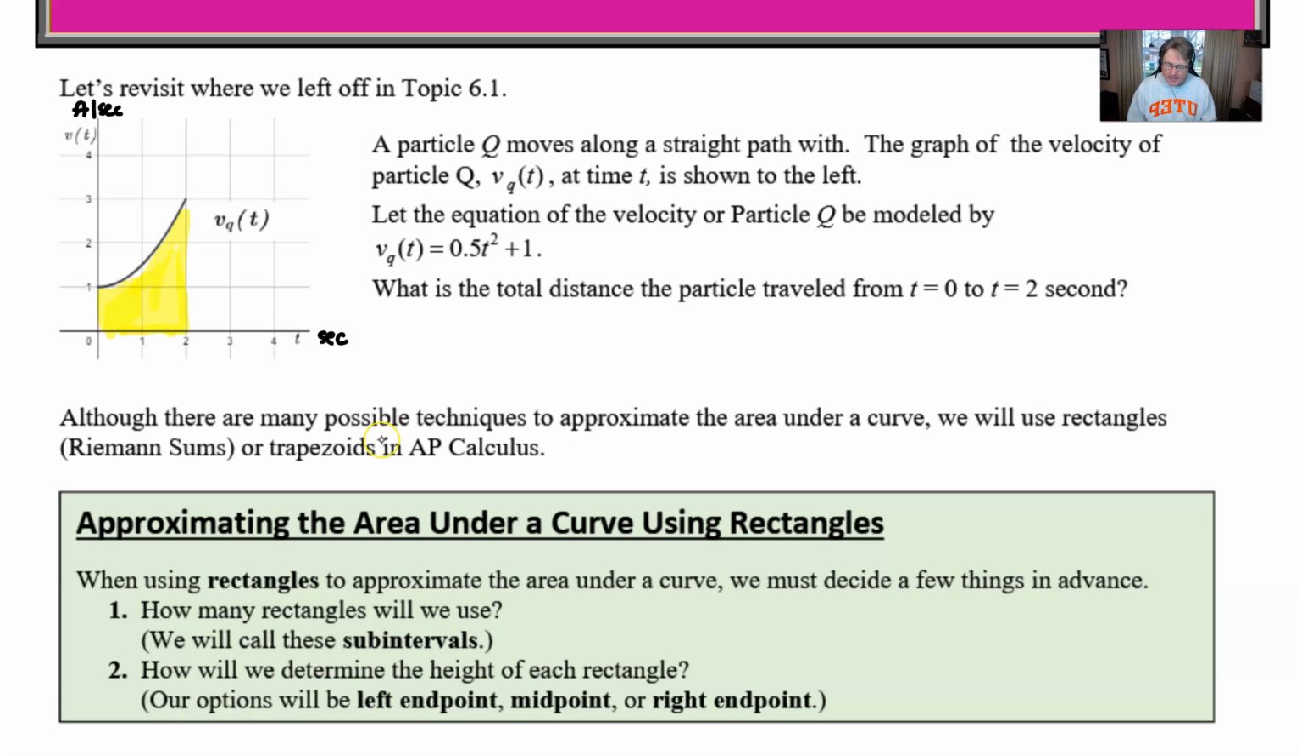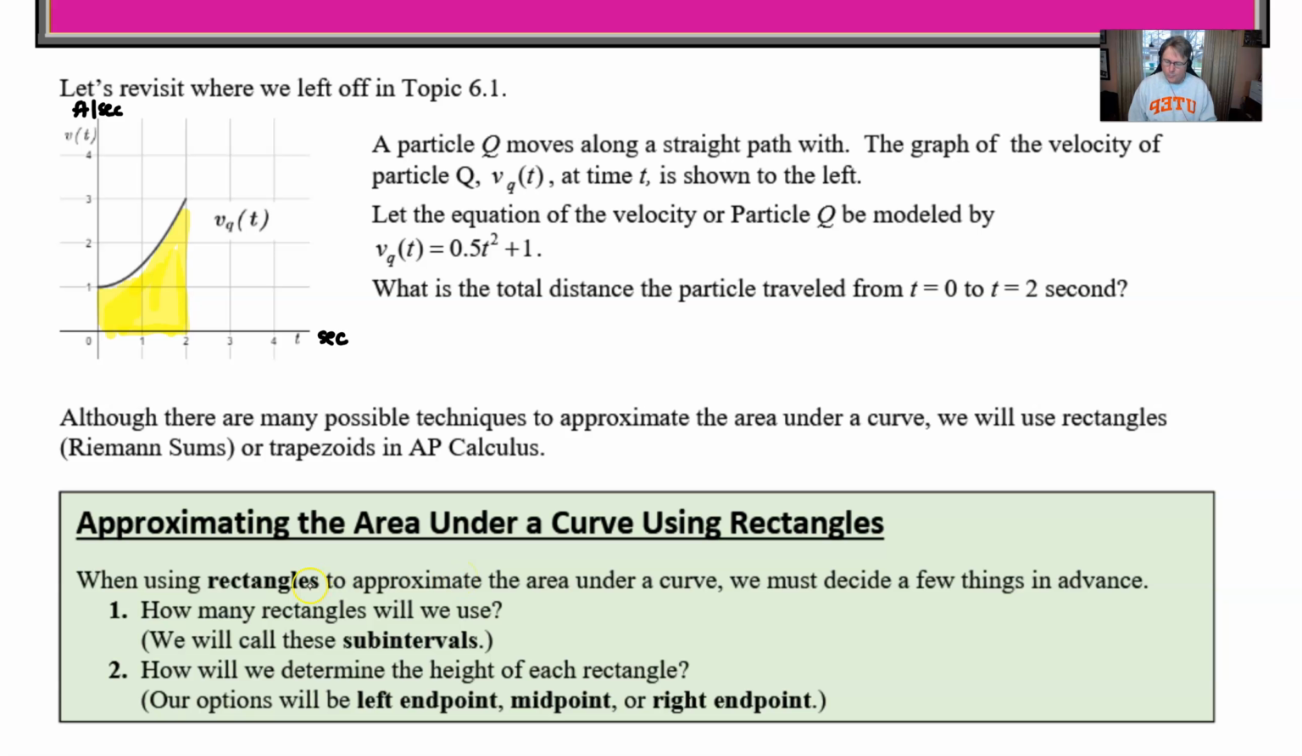And so let's talk about those things. It says, although there are many possible techniques to approximate the area under a curve, we are going to use rectangles or trapezoids throughout AP Calculus. In this particular video, we're going to focus on rectangles only. We'll move into the trapezoids a little bit later on in some future videos. So what is it all about? What does it mean to approximate the area under a curve using rectangles?